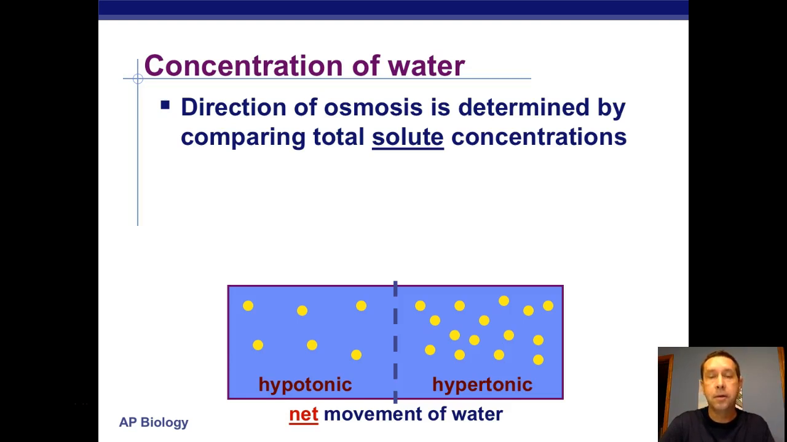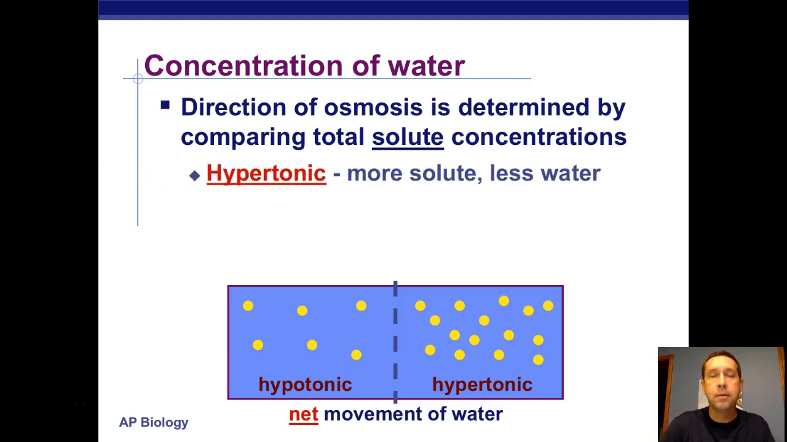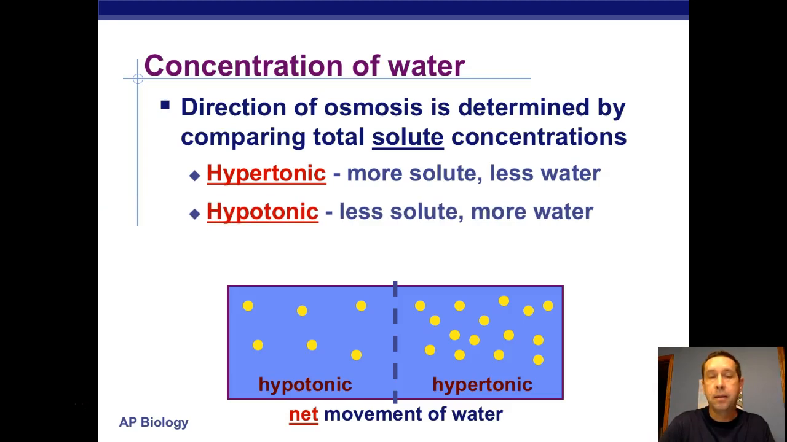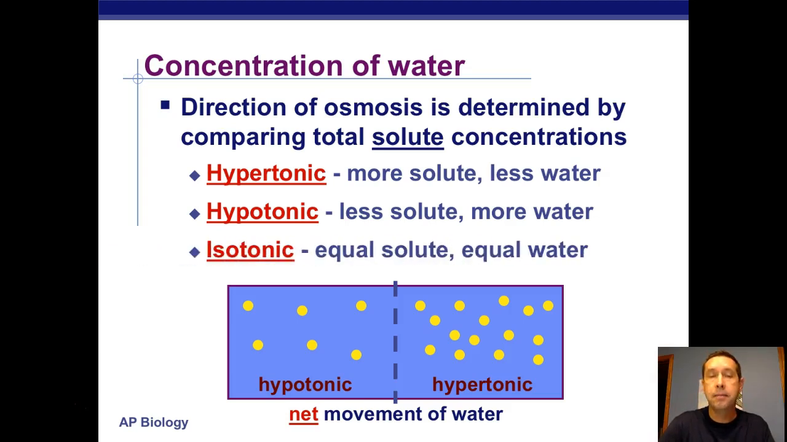So there are some terms we use to describe the solute concentration. If one solution has more solute, less water than another, we say that that solution is hypertonic compared to the other. Hypotonic means less solute, more water compared to another one. So water is going to move from hypotonic to hypertonic solutions. Isotonic means that the solute concentrations on both sides of the membrane are equal.